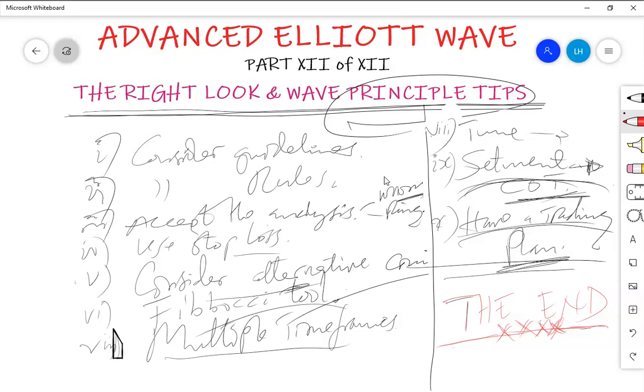And this doesn't mean that this is an end of everything. No, we still have things to teach, and you still have things to learn. So things will go on. We'll be dropping other things. Advanced Elliott 12, it doesn't mean that's the end of everything. So we'll still be dropping things.